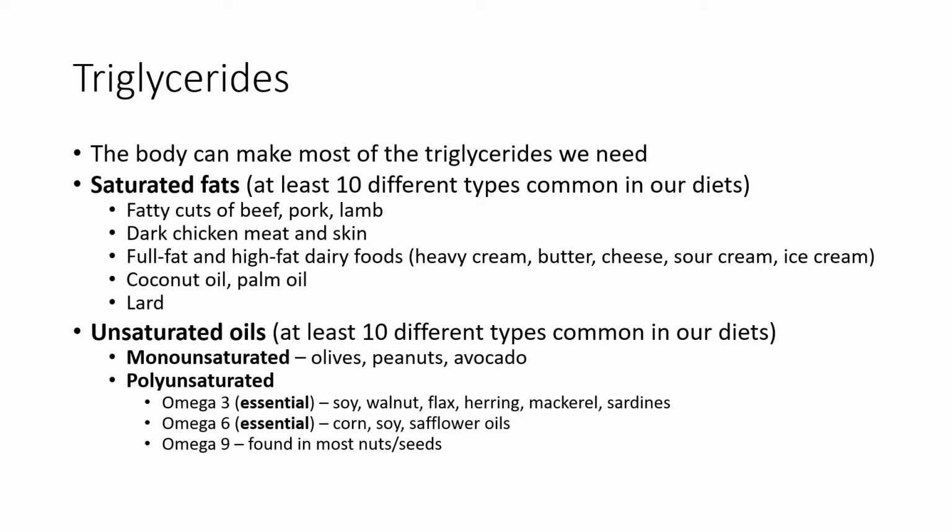So omega-3s we find in soybeans, walnuts, flax seeds, and a select few fish. So salmon is very popular. I didn't put it here because it's very popular. So some other ideas being herring, mackerel, and sardines. And again, that's a short list. There are actually lots of fish that are rich in omega-3s. And then omega-6s, which we find in corn, soybeans again, and safflower oils. And then omega-9 is just another example of a polyunsaturated fat. Not essential because we can make it. We can make omega-9s, but we do find a lot of omega-9s in nuts and seeds.